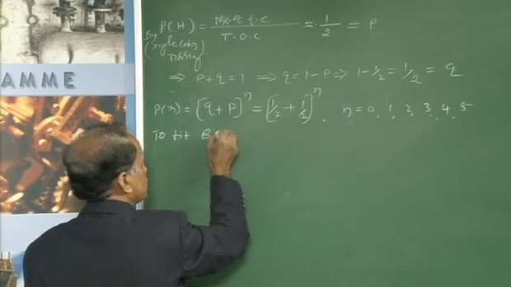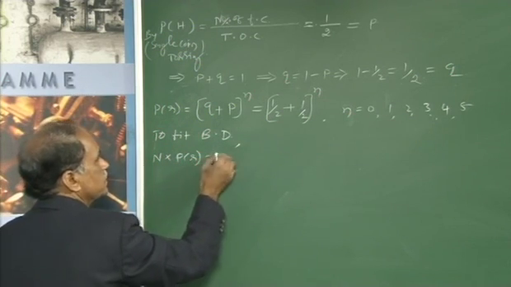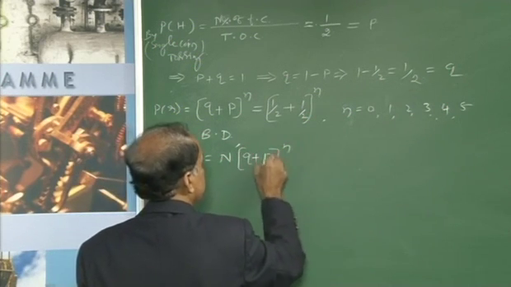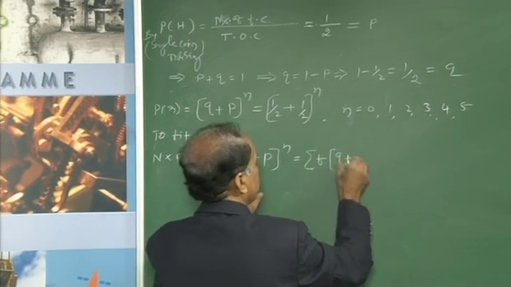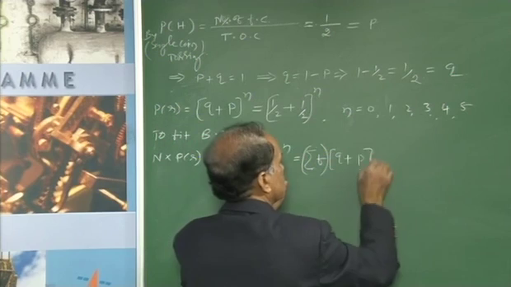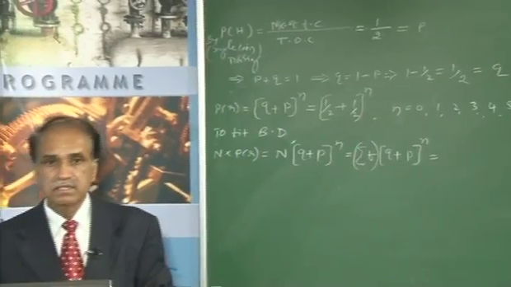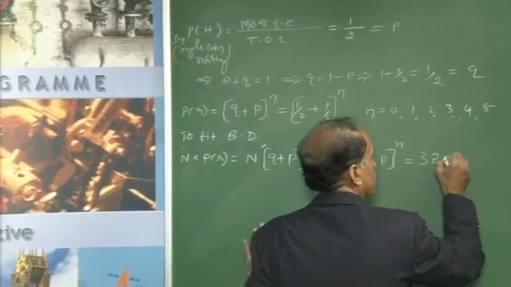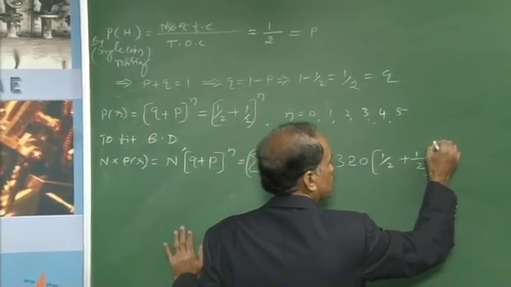To fit the binomial distribution, we take N into P(r) is equal to capital N into (q plus p) whole to the power n, that is equal to sigma f multiplied by (q plus p) whole to the power n. This is equal to sigma f, and we take the total from the given value, that is 320 here, multiplied by (1/2 plus 1/2) whole to the power n.